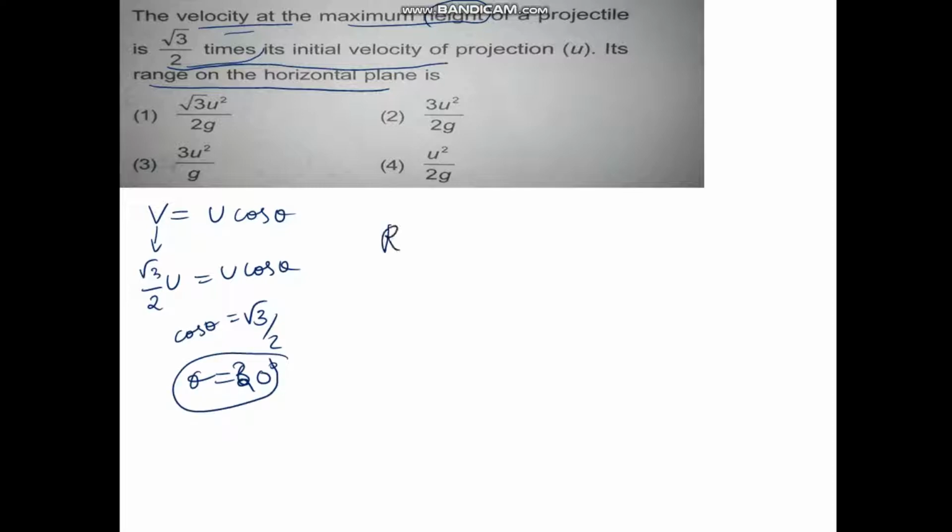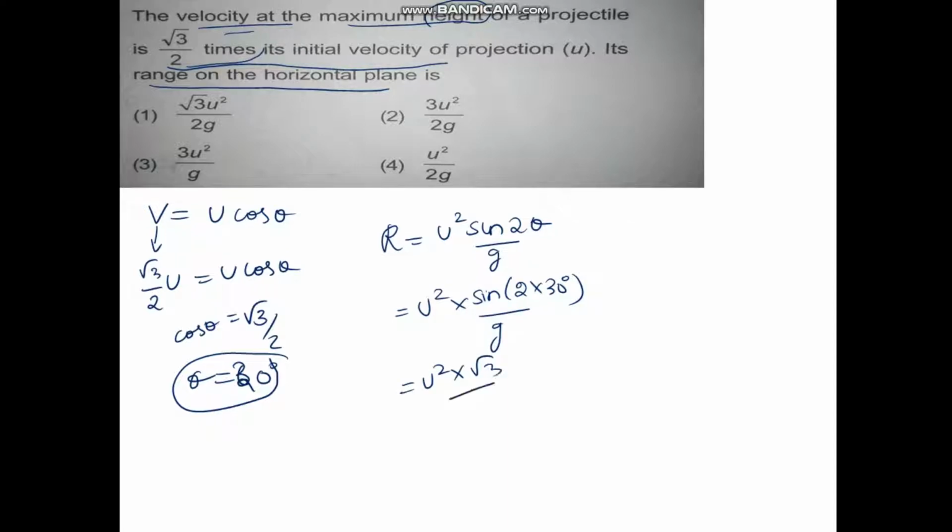What is the horizontal range formula? Which is u square sine 2 theta divided by g. So u square sine of 2 into 30 degrees by g. So u square sine 60, which is root 3 by 2, by g. So the answer is root 3 u square by 2g. The first option is the correct option.